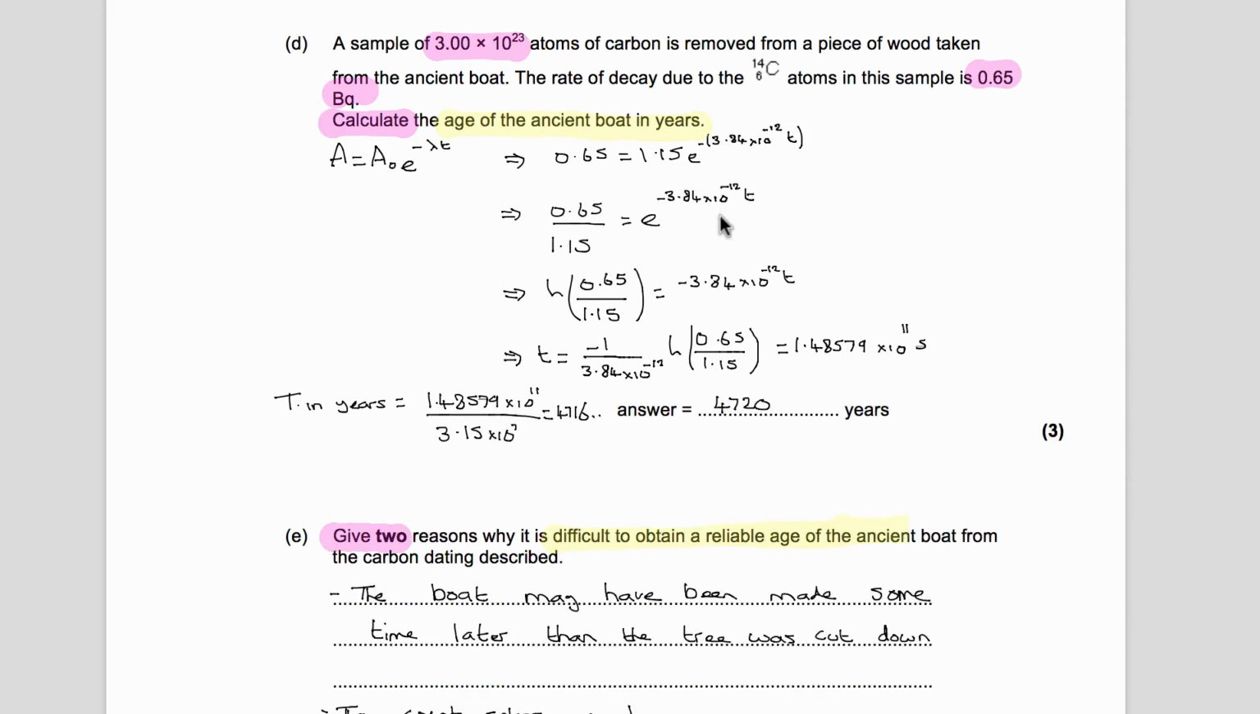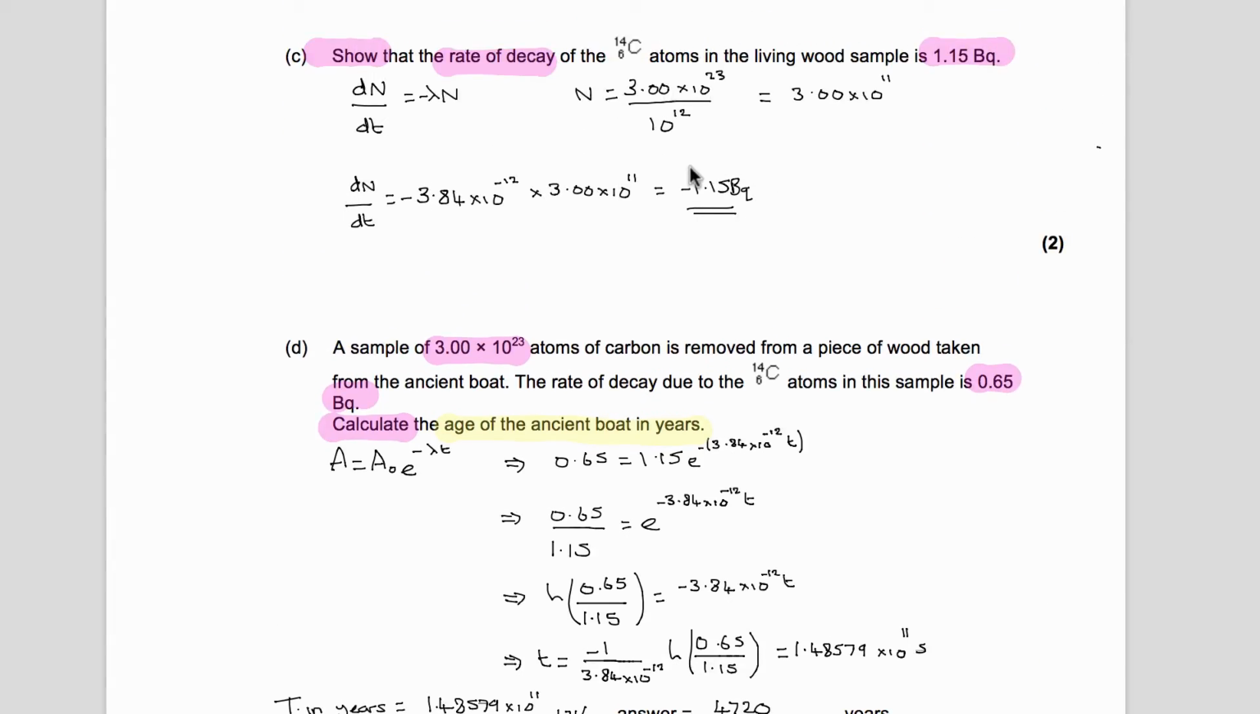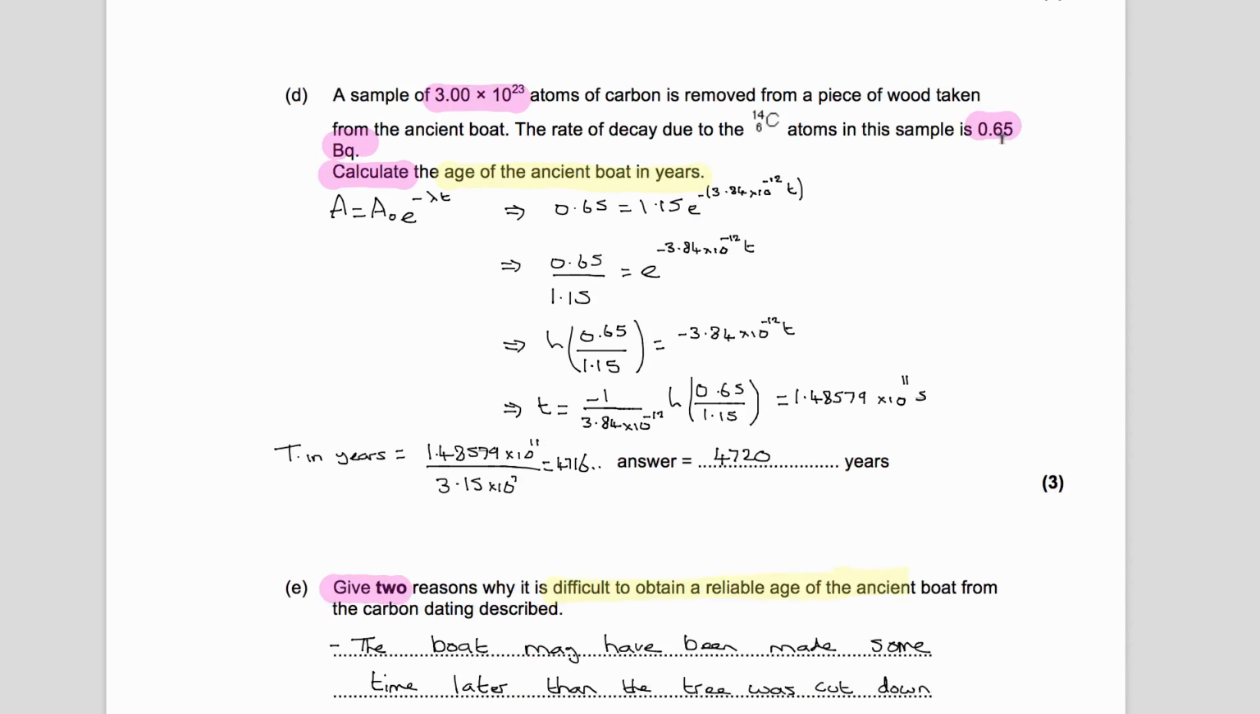In part D, we're then told that the same sample of wood, or the sample of wood from the ancient boat with the same number of atoms is taken, and that the rate of decay due to carbon-14 atoms is 0.65 becquerel. We're asked to calculate the age of this boat in years. So, what we know is that this is the rate of decay or the activity in living wood. This is the rate of decay or the activity in the really old wood.